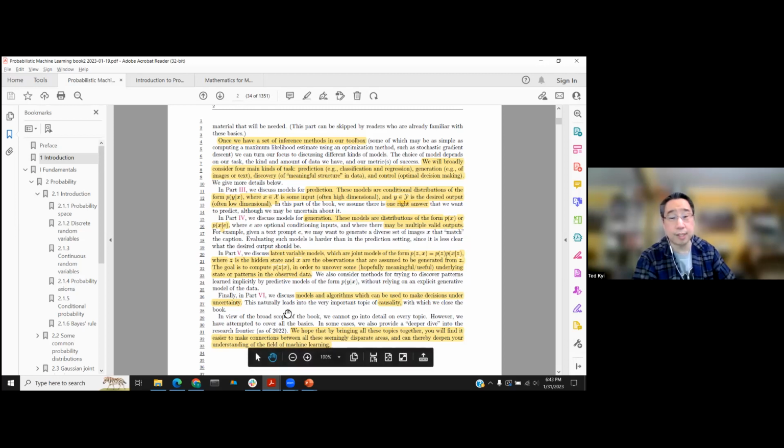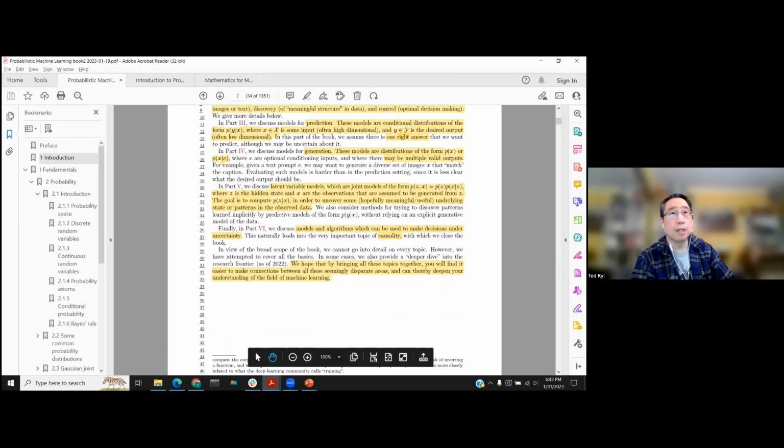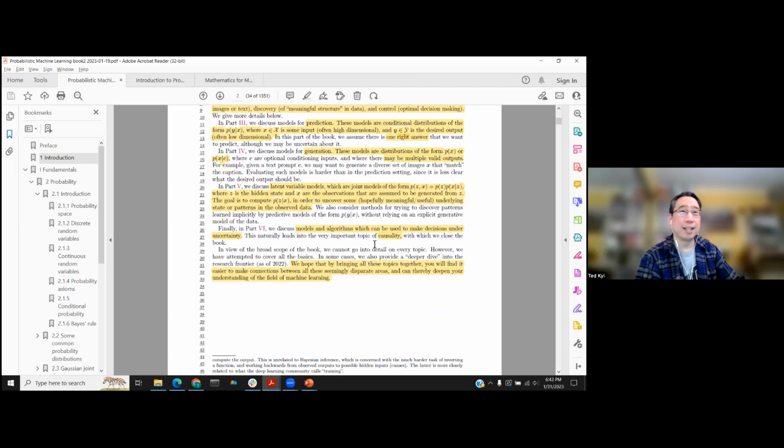And then finally, in part 6, we discuss models and algorithms which can be used to make decisions under uncertainty. This naturally leads to the very important topic of causality. By the way, those are his words. I don't know enough to understand why he says that naturally leads to the topic of causality, but causality is usually a good thing. Anytime I've been to a talk where people talked about causality, I've learned things. I think part 6 is relatively short. But that covers the 4 different kinds of things.